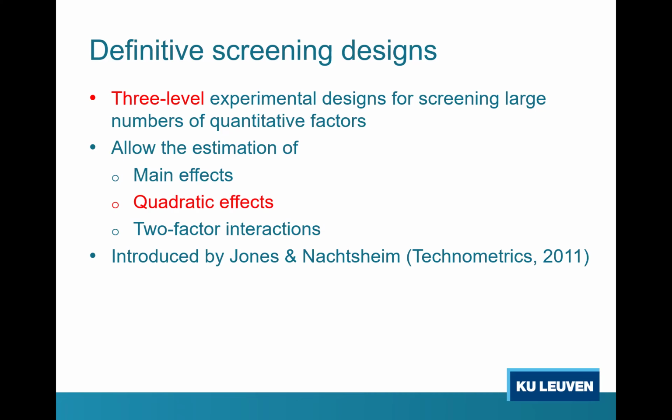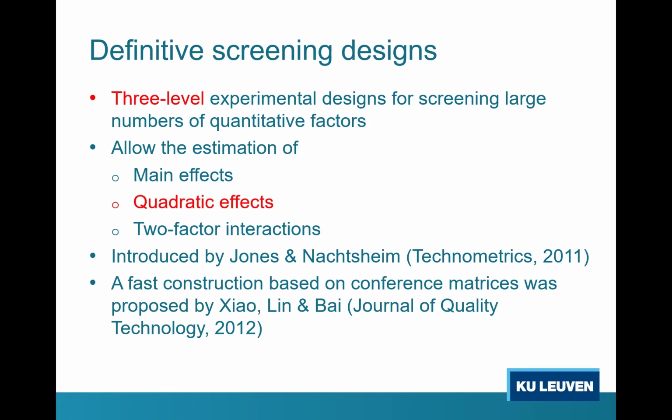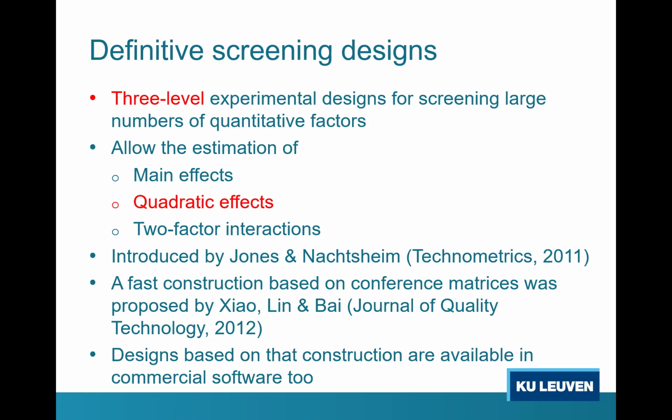A year later, a triplet of Chinese researchers found an easier way to construct the definitive screening designs based on so-called conference matrices, special square matrices from combinatorial mathematics. And since the appearance of the paper by the triplet of Chinese authors, definitive screening designs are always constructed using these conference matrices in commercial software.